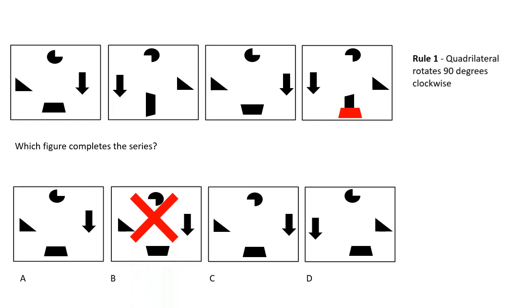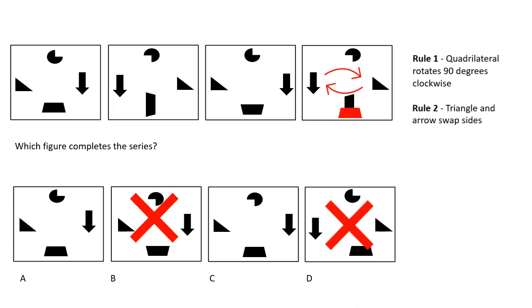The second rule is that the triangle and the arrow swap sides. So we can work out that in the next figure, the arrow should be on the right and the triangle should be on the left. So we can rule out D. And the final rule is that the Pac-Man rotates 180 degrees. So we can work out that in the next figure, the Pac-Man should be facing up and towards the right, meaning that A is the correct answer.